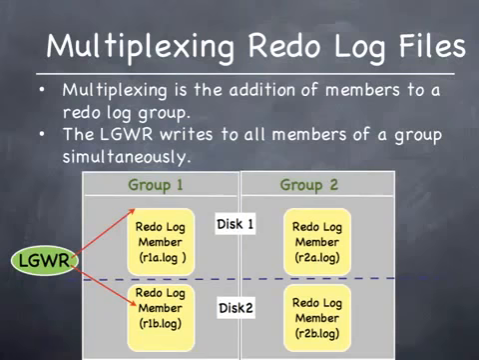In the figure, there are two groups, Group 1 and Group 2. There are two disks marked as disk 1 and disk 2. Group 1 has got two members. The first member is called r1a.log on disk 1. Its second member, called r1b.log, is on disk 2. Group 2 has also got two members. Its first member, called r2a.log, is on disk 1, and its second member, called r2b.log, is on disk 2.